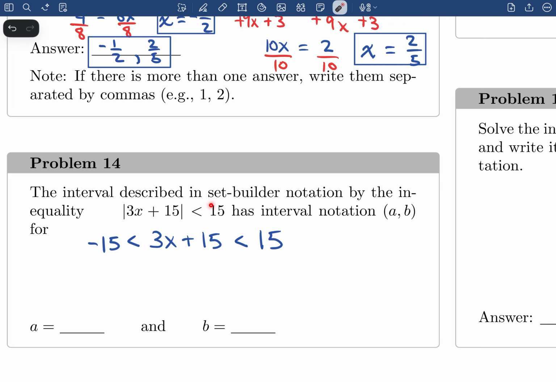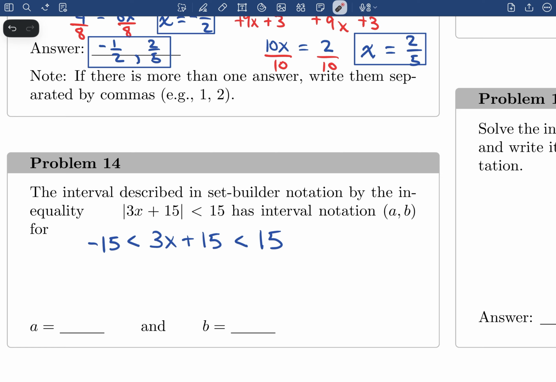You take this value 15. You make it the lower bound by making it negative, and then you can drop the absolute value symbols. Okay, no more absolute value symbols between this 3x plus 15, and that's less than 15. So now you've got a double inequality set up here. And this is how you handle it when you have less than or equal to symbols.